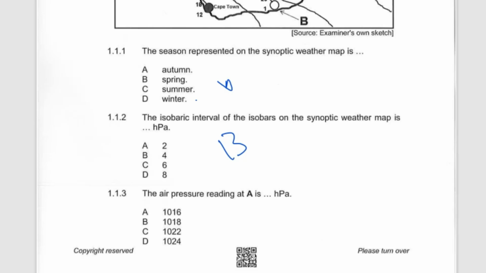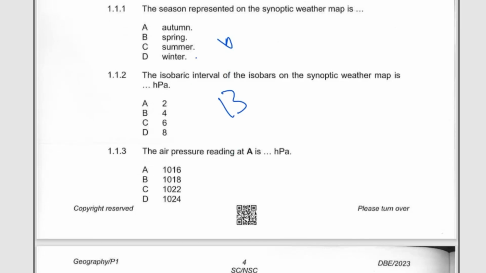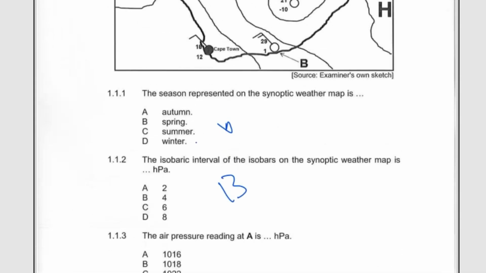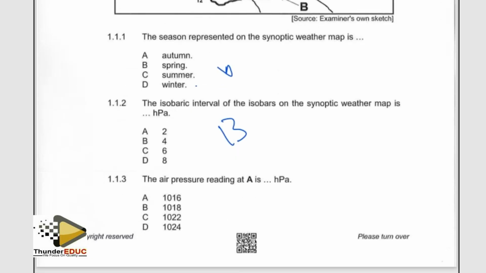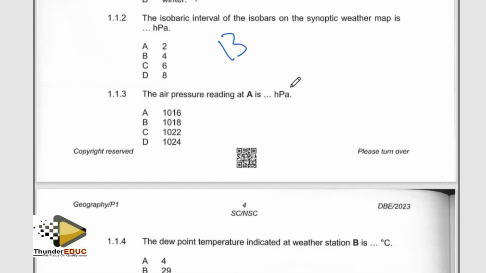The air pressure reading at A is dash hectopascal. Obviously, I've just told you that A is what? Minus 4, because this is 1024, 1020, so that minus 4 becomes 1016. So 1016 is that option there, and therefore it is A. Okay.